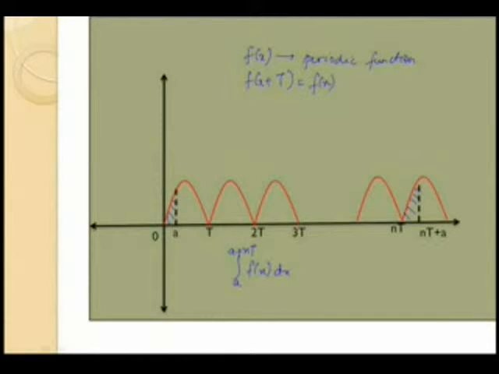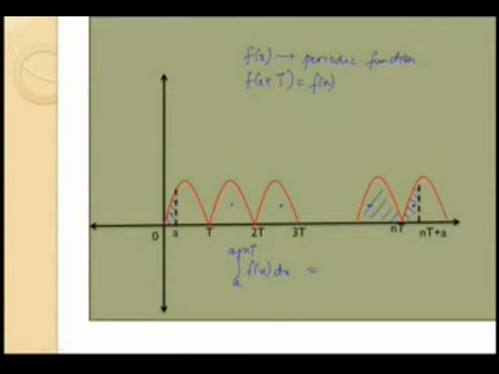Now we can say that we have to calculate this area plus this area plus this area plus this area plus this area, but we can also say that this area is equal to this area, so it is actually from this area to this area. That is, the integral of a to a + nT of f(x) dx is equal to this area plus this area plus this area up to this area.